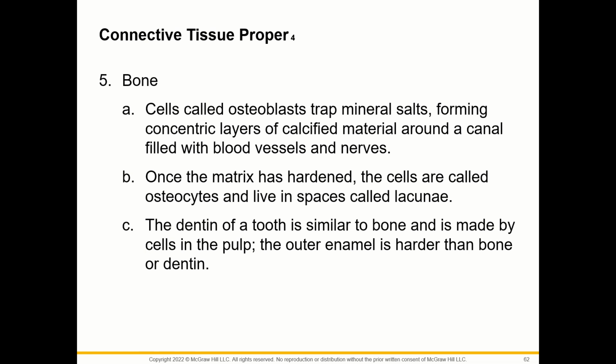So with the bone, we have cells called osteoblasts that trap mineral salts, forming concentric layers of calcified material around a canal filled with blood vessels and nerves. Once the matrix is hardened, the cells are called osteocytes, and they live in spaces called lacunae. The dentin of a tooth is similar to bone and is made by cells in the pulp, and the outer enamel is harder than the bone or the dentin.